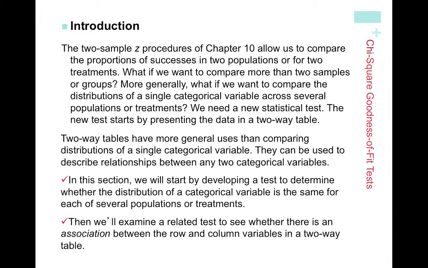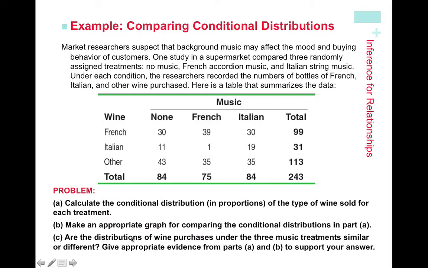So when we have that, we still use the chi-square distribution, and we do things a little bit differently. We are going to be looking at the distribution of the categorical variable across the populations or treatments, and we're also going to look at whether there's an association. So here I have a two-way table, and it's summarized by the treatments that they were given with the music, and then the bottles of wine that they purchased.